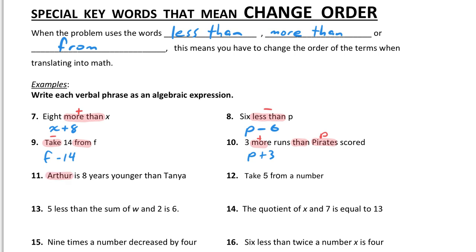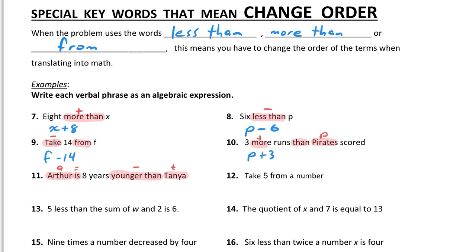Next we have to change a bunch of things here. Arthur, that can be A. Is an equals. And then younger than is going to be less than, right? And then finally we have Tanya, who is going to be T. Now let's put it all together.